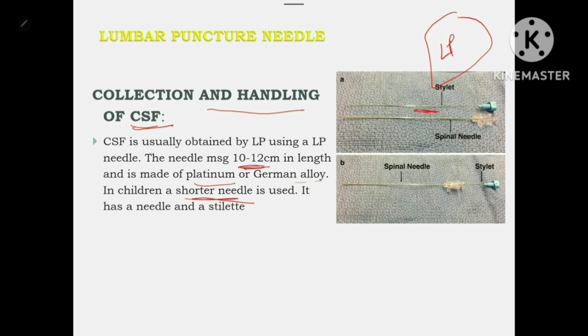So this is the stilette which is used. So this stilette will have a pin. So this is a pin which will fit into this slot of the needle. So it helps to keep the needle patent. So one indication of this is diagnosing, so diagnosing or analyzing the CSF. So the other indication is the therapeutic indication, especially in spinal anesthesia.